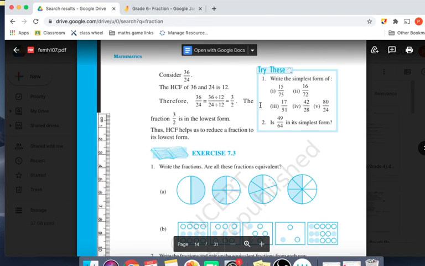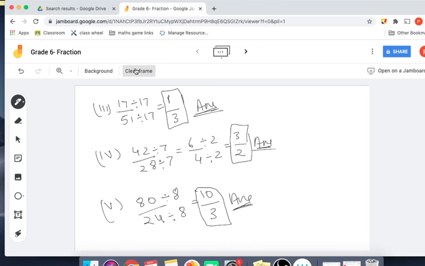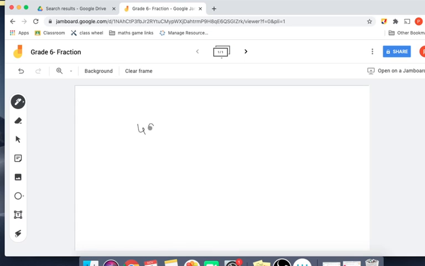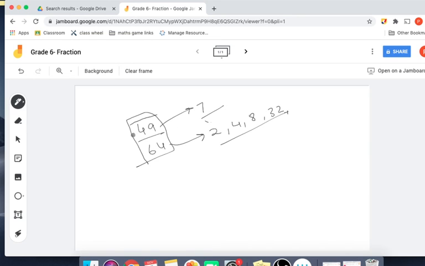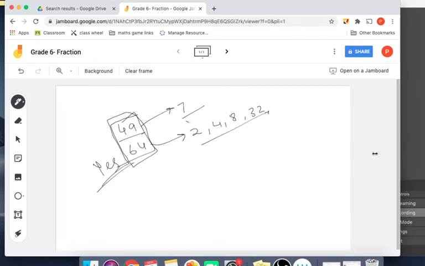Okay. Yeah, the last question is question number 2. Is 49 by 64 in its simplest form? 49 by 64. Let's try this. Is there any common factor of 49 and 64? 49 is divisible by 7 only, right? And we can see that 64 is divisible by 2, by 4, by 8, right? It is divisible by 32 and we can see that there is no common factor between these two numbers, right? So this is the smallest form of this number. We cannot divide it further because it does not have any common factor at all.